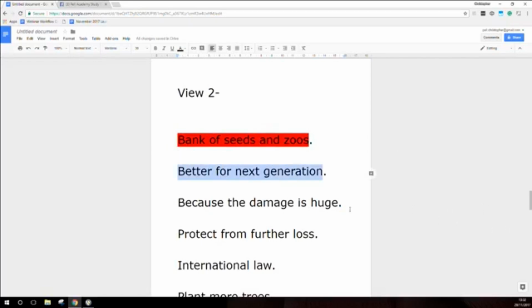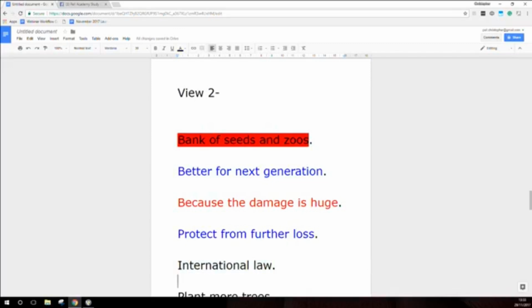Better for next generation? Yeah, good. Pretty obvious why we should do that. Because the damage is huge. A little bit vague. You could explain that by, I think that's related to maybe better for next generation. This would be much better if you had an explanation. Maybe I'm being too hard, but it's a little bit vague. Protect from further loss. Yeah, very good. You know, we've messed it up. We don't want to mess it up even more.